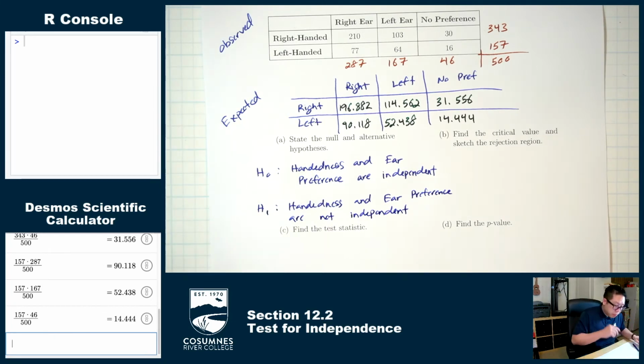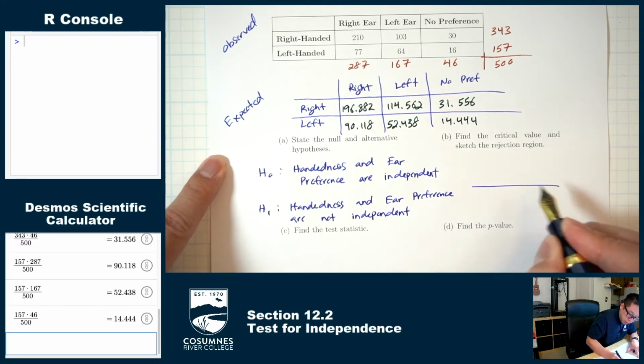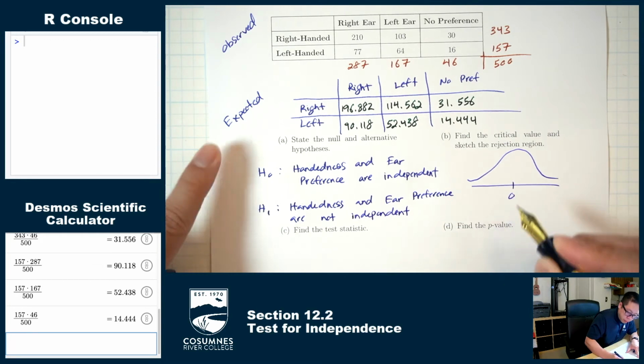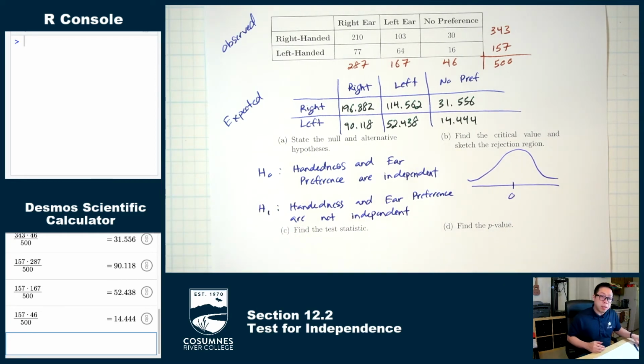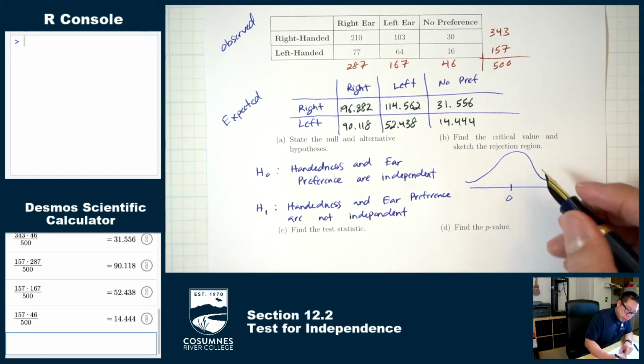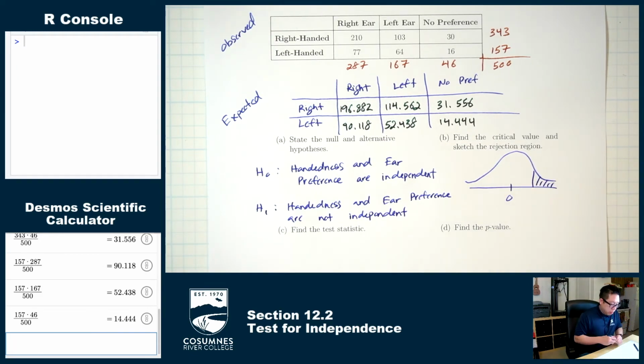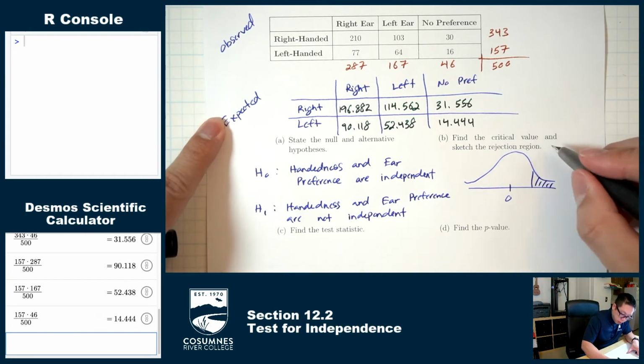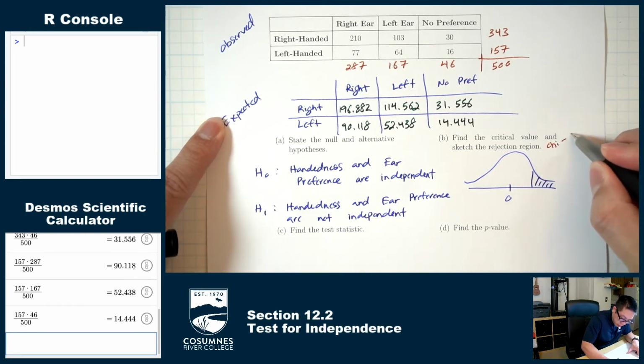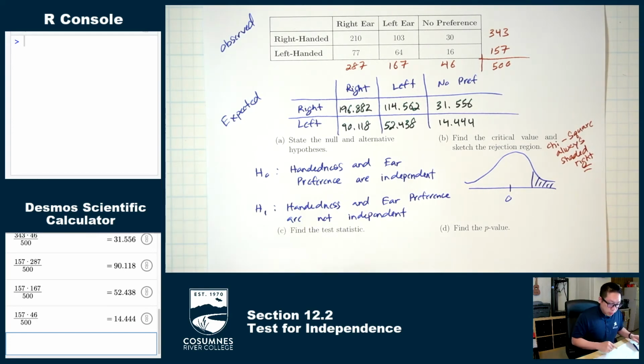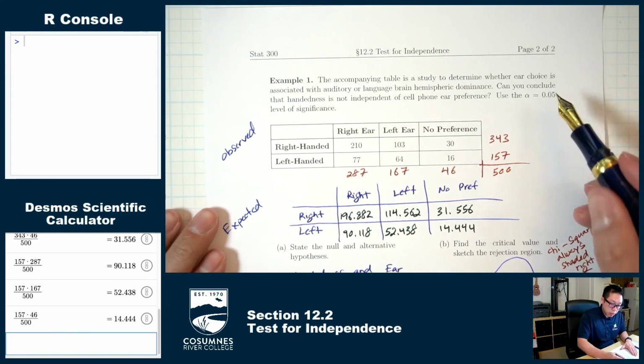Part B, find a critical value and sketch the rejection region. Draw the picture. And this is a chi-square test. Chi-square tests are always going to be shaded to the right. Let me actually write that down. And the shaded area is our alpha. Our alpha here is 0.05.